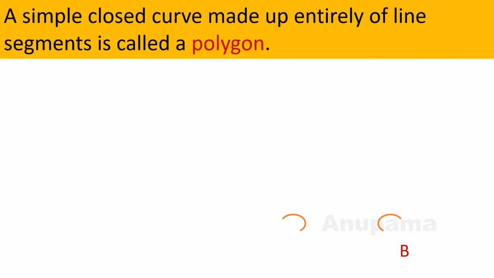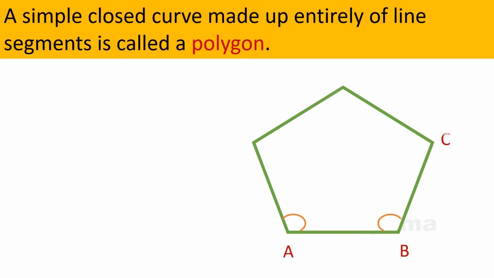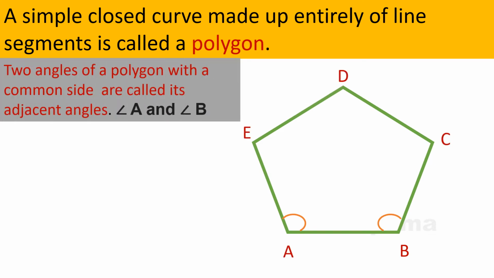Let us understand few more things about polygon. It is a polygon A, B, C, D, E. In this polygon, two angles of a polygon with a common side are called its adjacent angles. For example, these two angles, angle A and angle B, are called adjacent angles because for angle EAB and for angle CBA, the common side is this AB. That's why these angles A and B are adjacent angles.